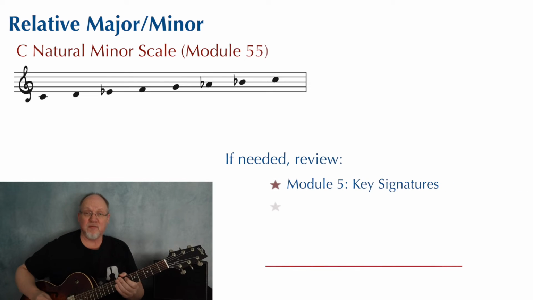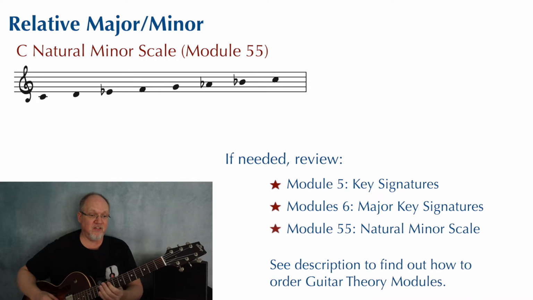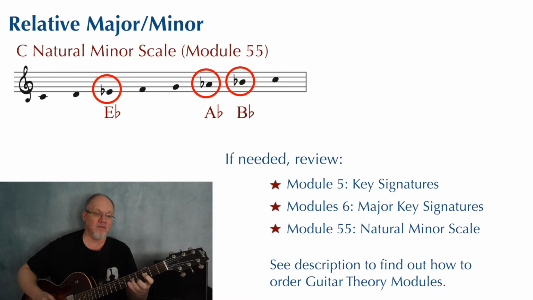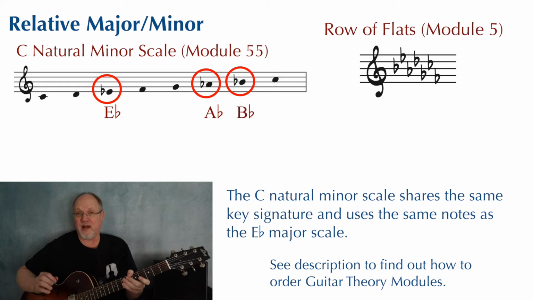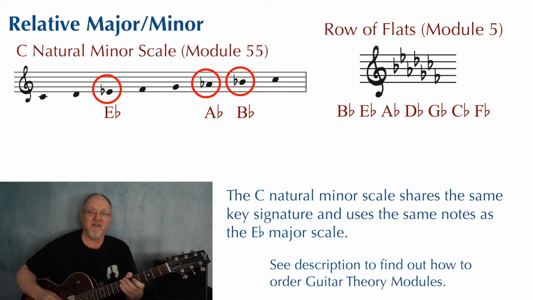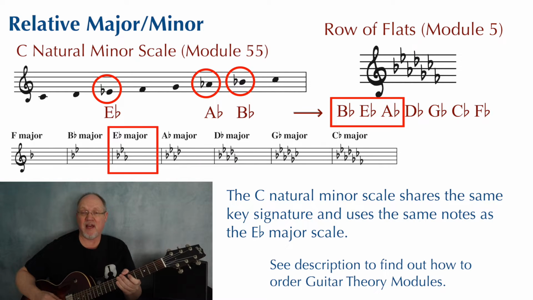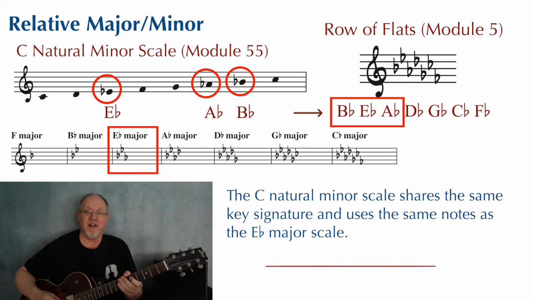Here's a C natural minor scale, and the flatted notes in a C minor scale are E flat, A flat, B flat. Now, if you remember the row of flats from way back in Module 5, B, E, A, D, G, C, F, and you take those three flats in the C minor scale and reorder them to match the same order as the row, you get B flat, E flat, A flat. And if you plug that into a key signature, you get E flat major.